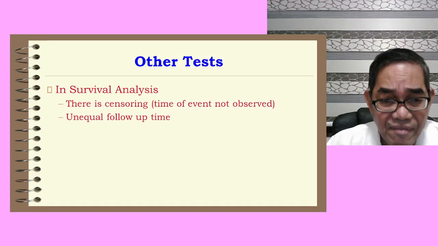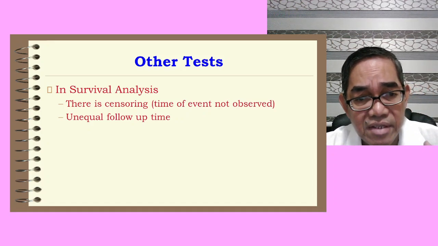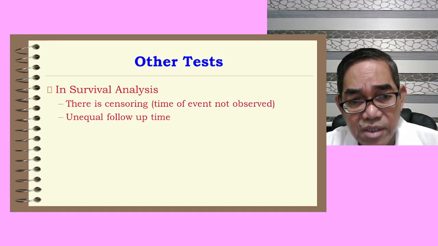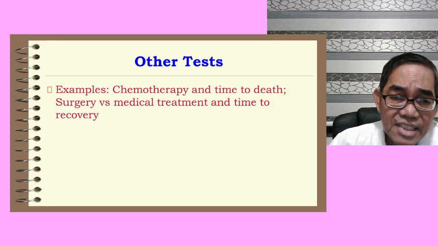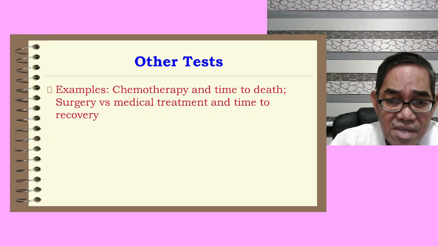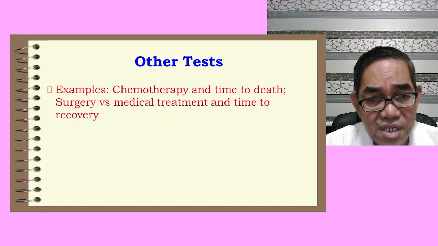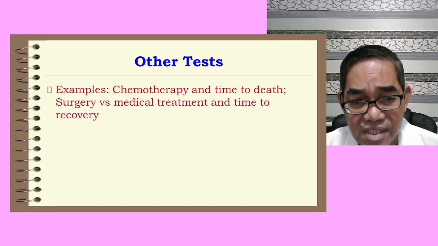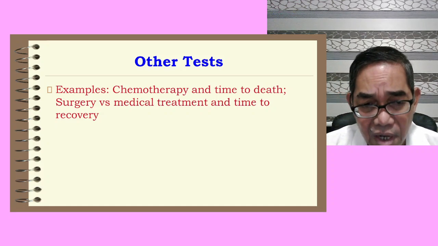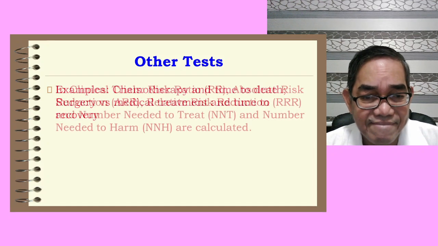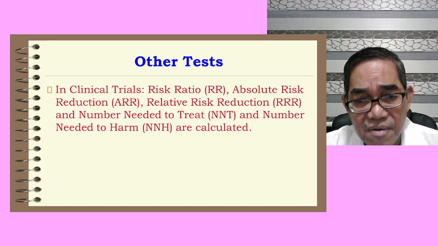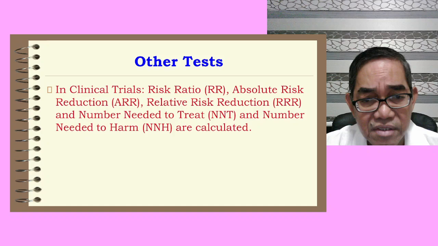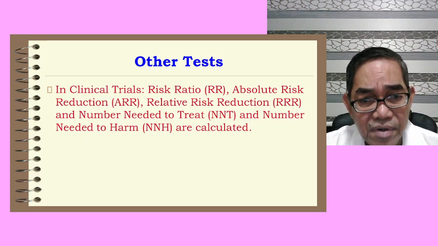Now, in survival analysis, just want to tell you that there is censoring, time to event not observed, and we have an equal follow-up of time. So examples, chemotherapy and time to death, and then surgery versus medical and time to recovery. These are just examples. We use the Kaplan-Meier or the Cox regression. In clinical trials, we calculate for the risk ratio, the absolute risk reduction, the relative risk reduction, number needed to treat, number needed to harm. They are all calculated.